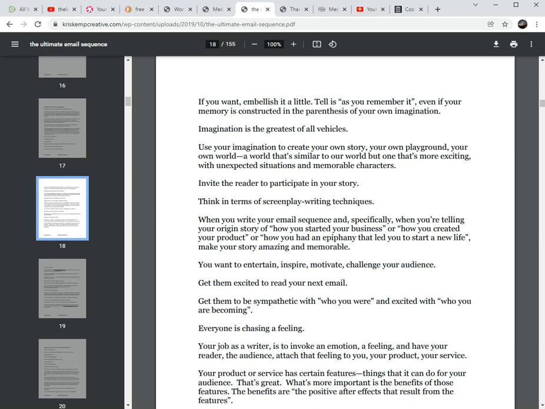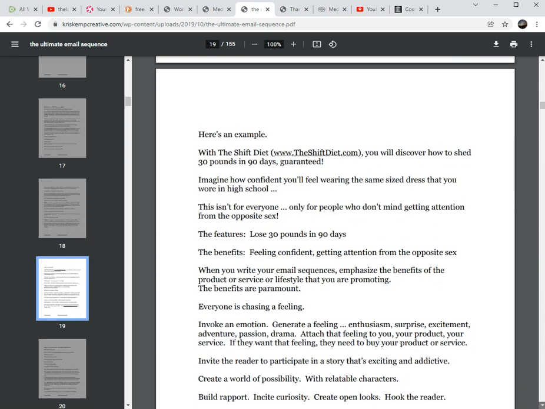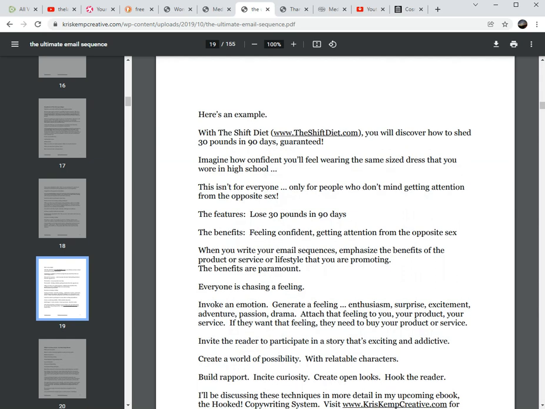It's to invoke an emotion, a feeling, and have your reader, the audience, attach that feeling to you, to your product, your service. So your product or service has certain features, things that it can do for your audience. That's great. What's even more important is the benefits of those features. So the benefits are the positive after effects that result from the features.